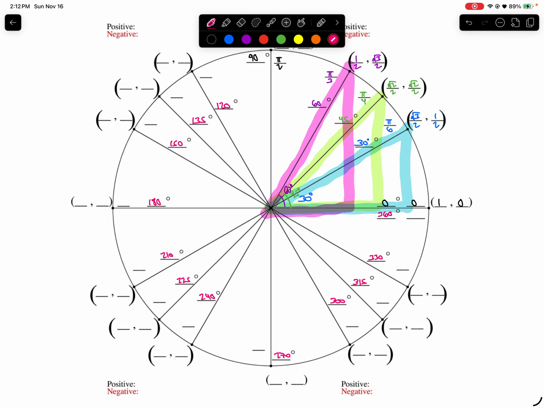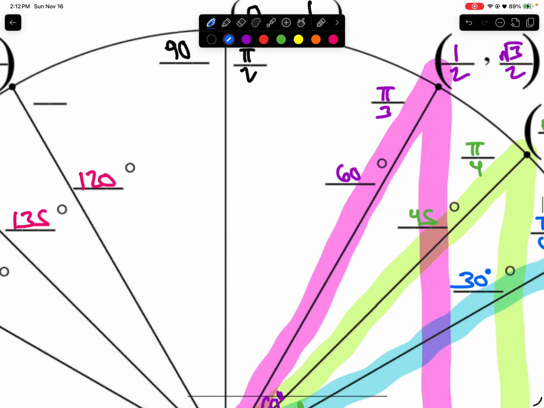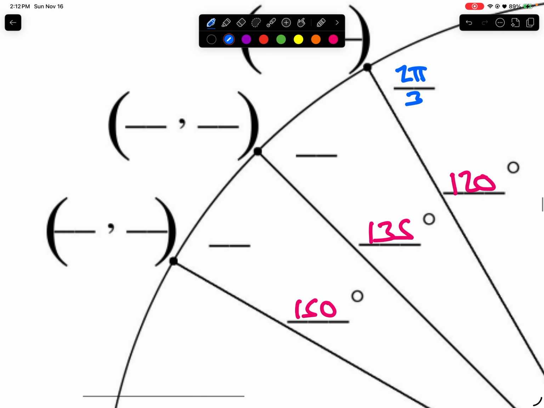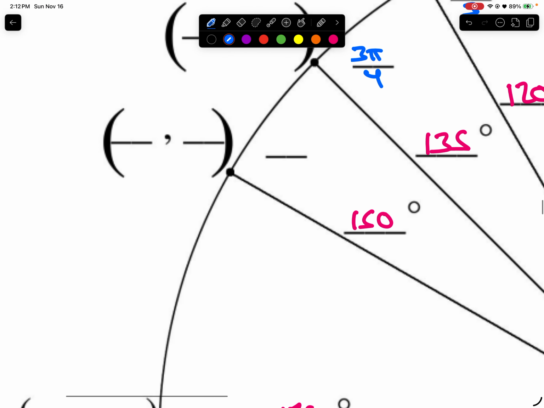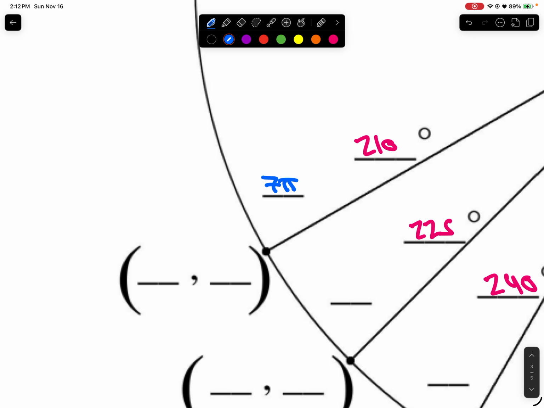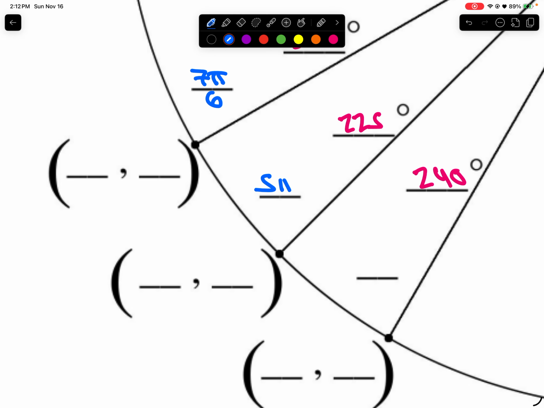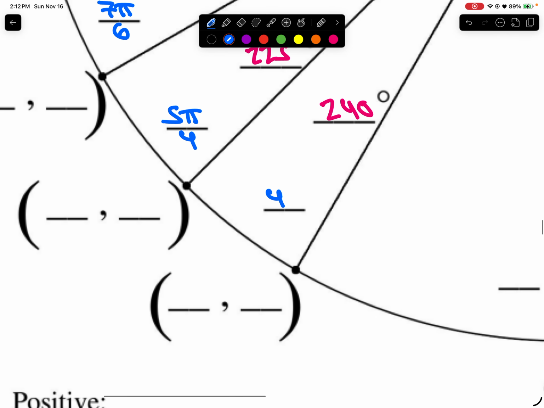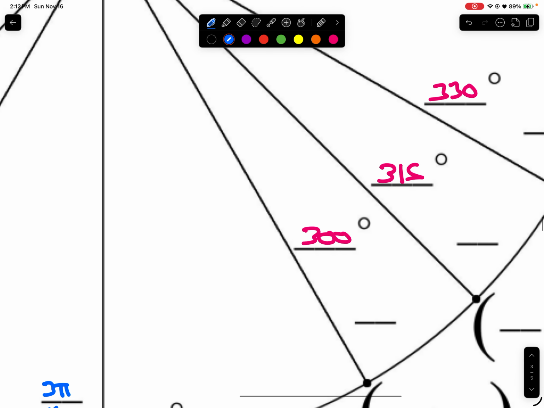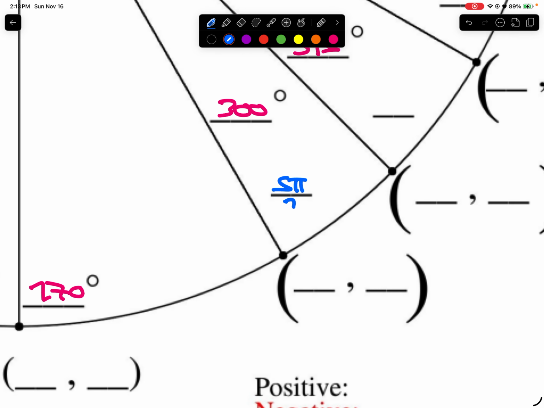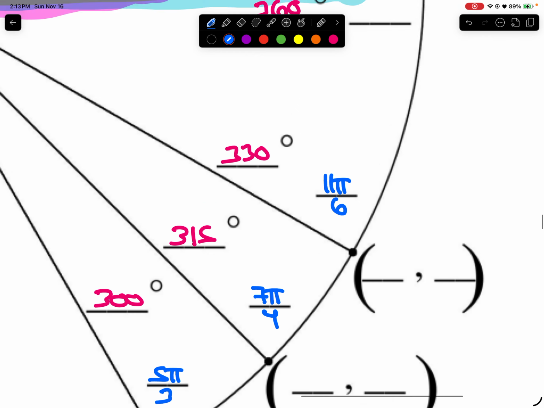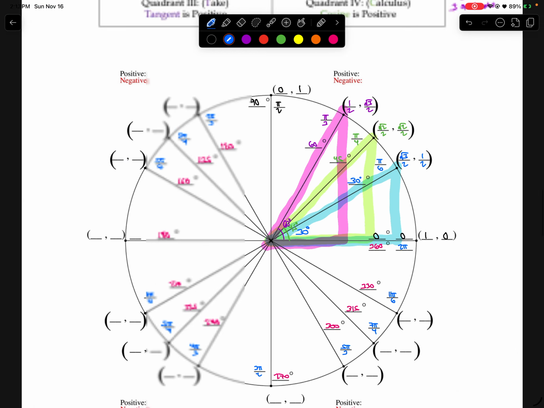Now I'm going to fill in the radians. So the radians, after pi over 2, over here, just like we did in the drawing above, we have 2 pi over 3, 3 pi over 4, 5 pi over 6, pi radians, 7 pi over 6, and then we're going to have 5 pi over 4, 4 pi over 3, then 3 pi over 2, then 5 pi over 3, 7 pi over 4, 11 pi over 6, and then all the way back around to 2 pi for a full rotation.